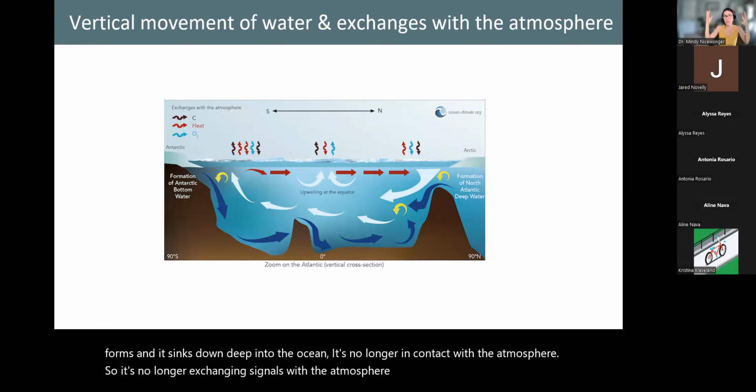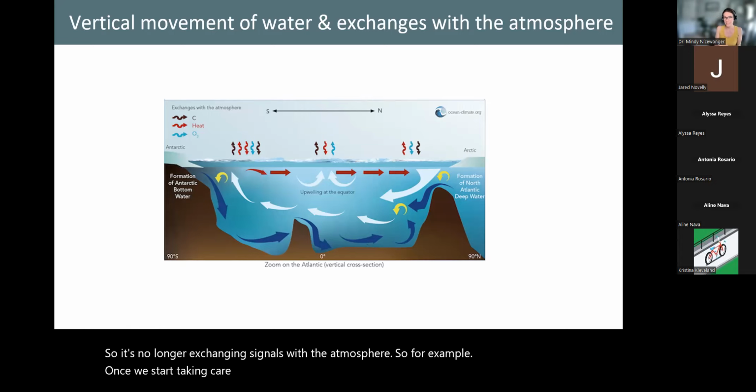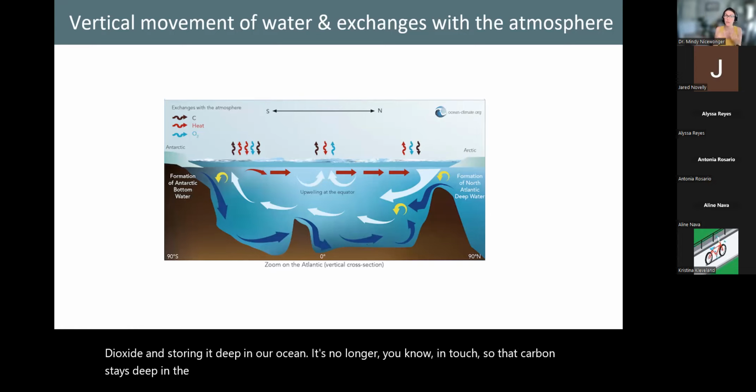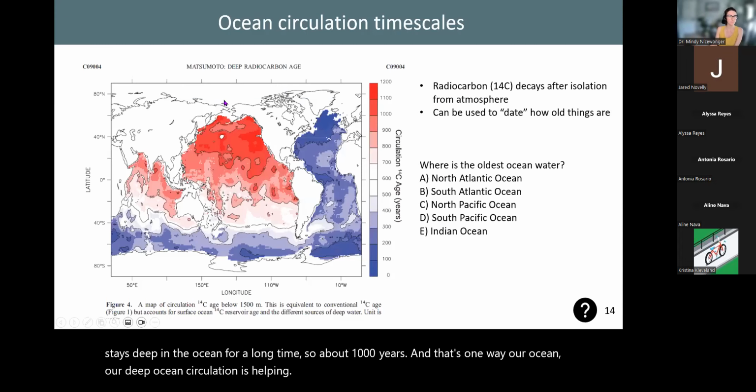So for example, once we start taking carbon dioxide and storing it deep in our ocean, it's no longer in touch. So that carbon stays deep in the ocean for a long time, about 1,000 years. And that's one way our deep ocean circulation is helping regulate our climate.